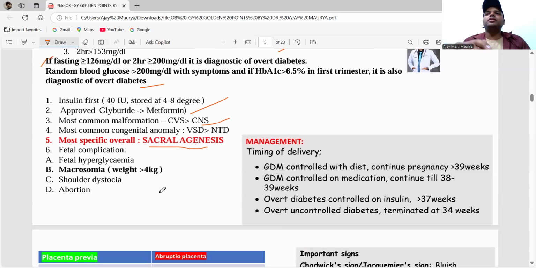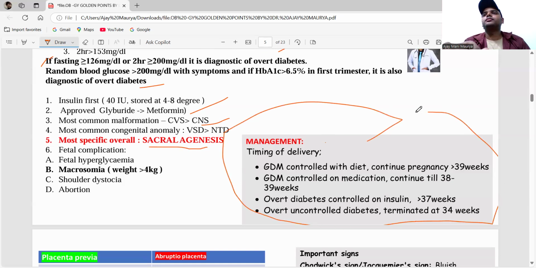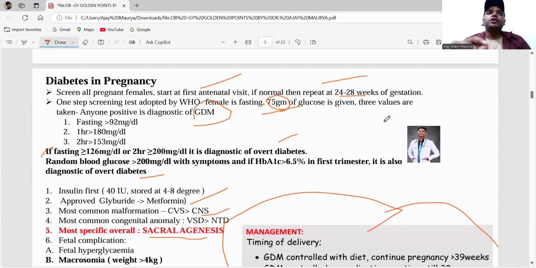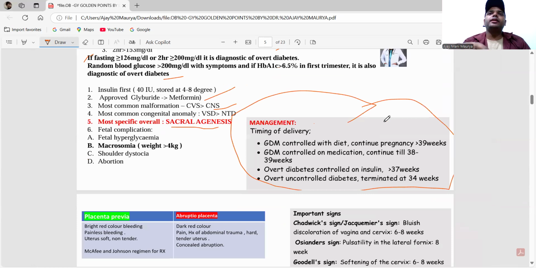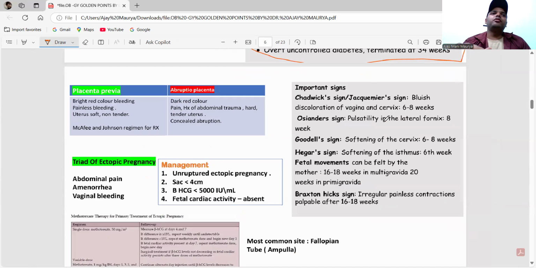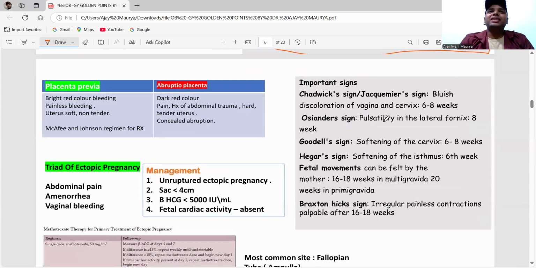Now you have to just study the time of delivery, guys. It's also important. This is what you need to remember about diabetes in pregnancy. Next, guys, study about placenta previa and abruptio placenta.